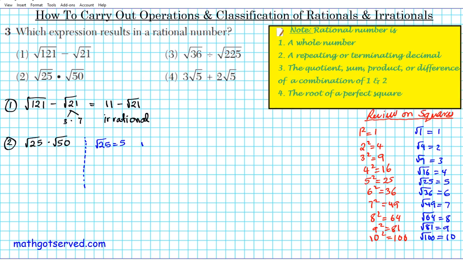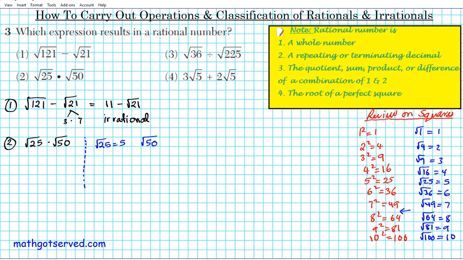Square root of 50. 50 is not a perfect square. If you take a look at our list, 50 is somewhere here. It's not a perfect square. But can we reduce this? Well, let's see. What we're going to do is decompose 50 into prime factors.